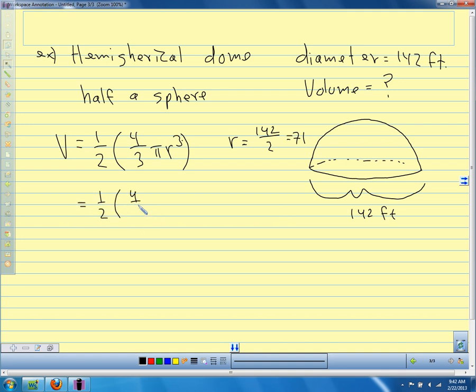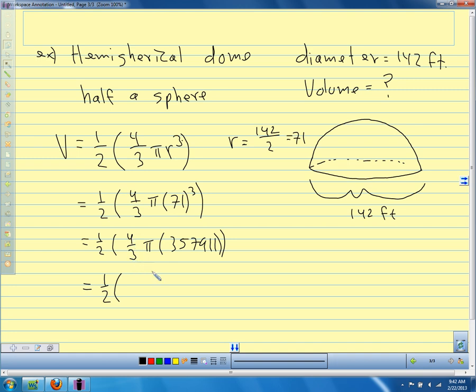1/2 times 4/3 pi times 71 cubed. When I cube 71, I get a pretty big number, 357,911. And then I'm just going to multiply this by 3.14, multiply that by 4, and divide by 3. And then divide it by 2. So let me do the step in between first. I'm going to multiply this by 3.14, multiply it by 4, and then divide it by 3.